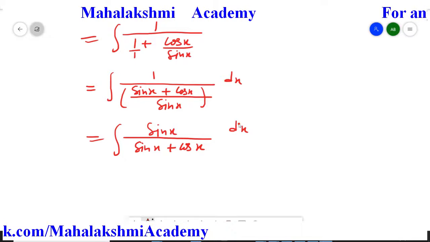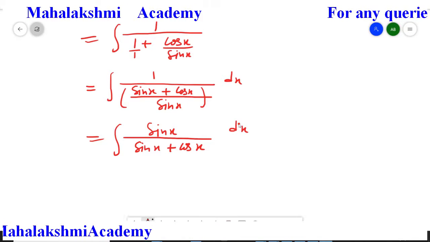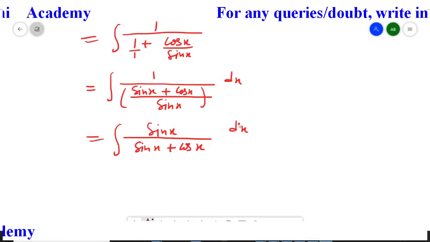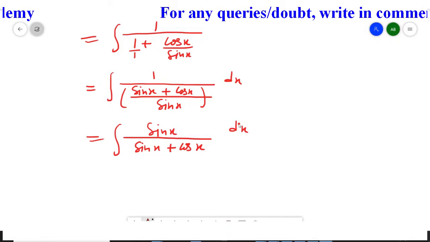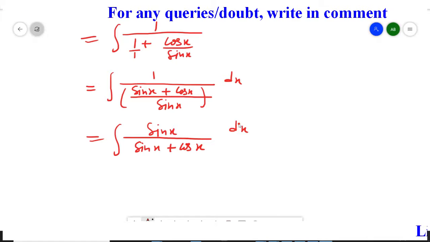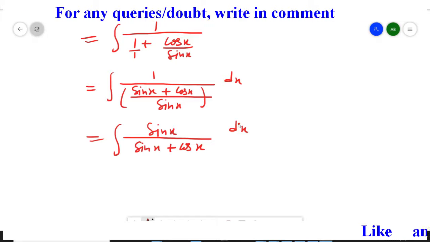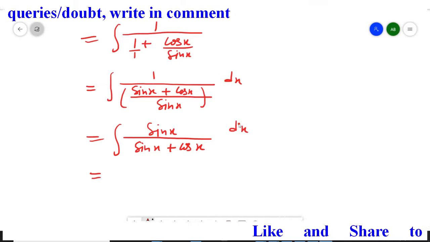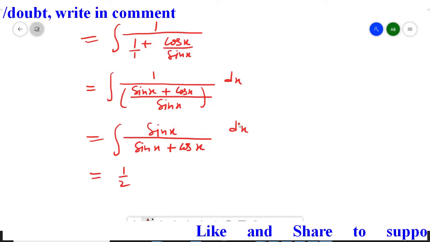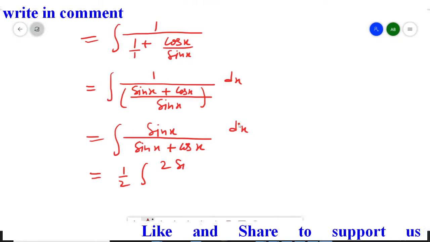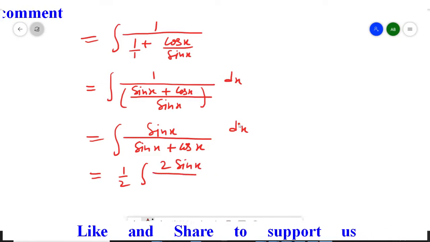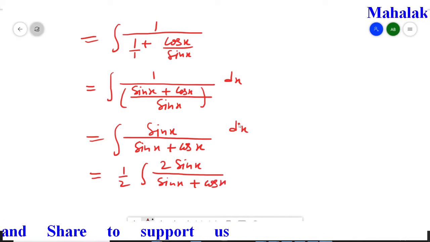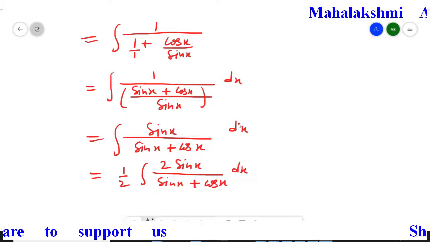So what we have to do now, like we had done in the previous part, we have to create the same, whatever we have in the denominator, the same we have to create in the numerator also. So here we need sin x plus cos x, but don't do it directly, first multiply and divide by 2. So it's going to be 1 upon 2 and then the integration of 2 sin x upon sin x plus cos x dx.